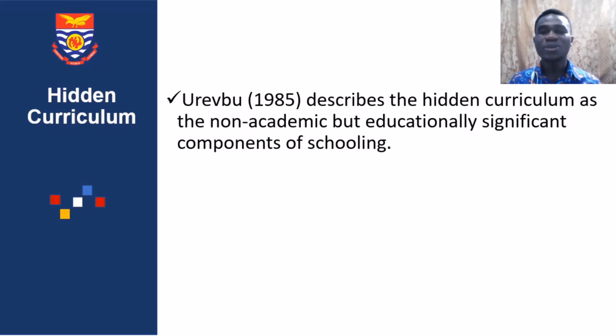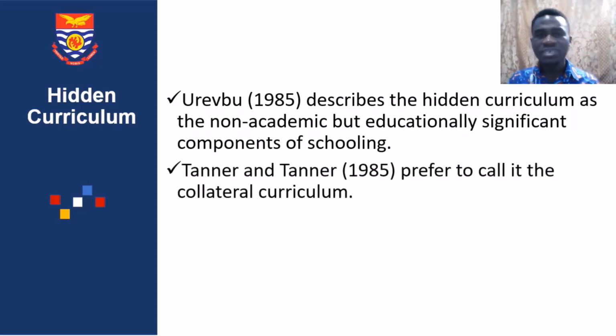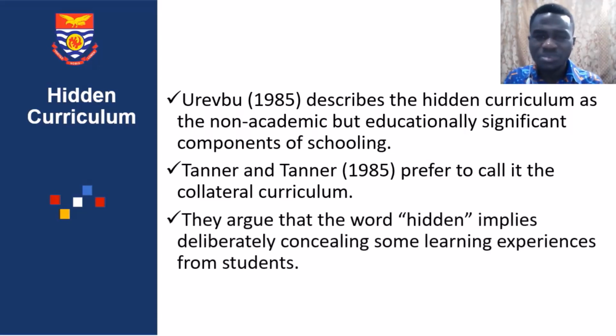But these are non-academic, yet educationally they are significant components of schooling. However, Turner and Turner prefer to call these the collateral curriculum. Hidden makes it more or less mean we are concealing something from the learners, but collateral means that whatever is being taught is related to real life experiences.